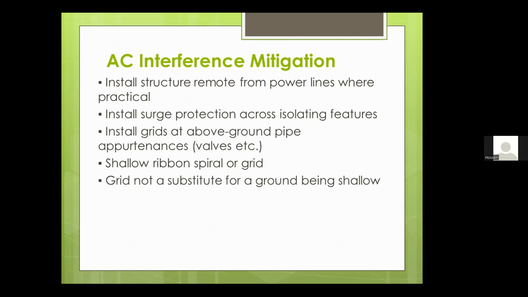For AC interference mitigation, we can install the structure removed from the power line where practical, and we can install surge protection across the isolation fitting. Also, we can install grids to above-ground pipe for safety hazards. We can install shallow ribbon or grid.